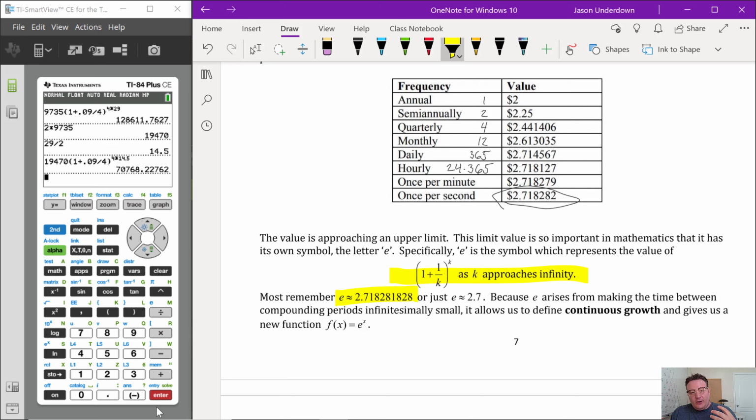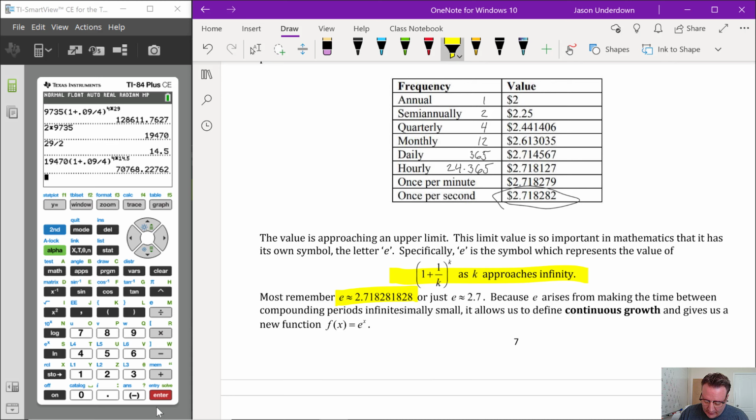So e is a number that's very important in mathematics, kind of like pi. Just like pi, it's also an irrational number. You can't express e as a ratio of two integers. But the importance of e is that it allows us to go from growth that happens on a frequent basis, like with compounding with k, to continuous growth. So the growth is happening continuously.